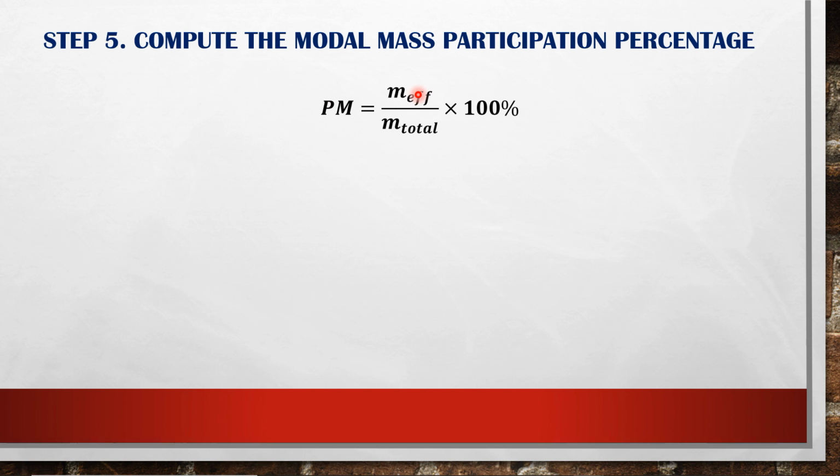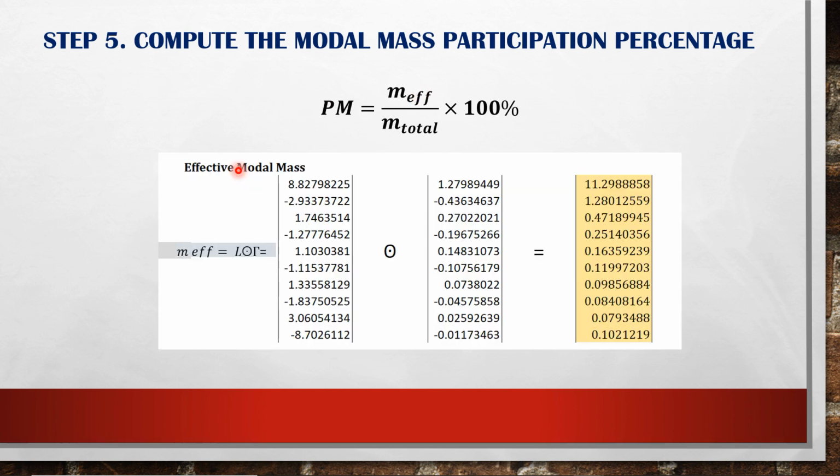So, given effective modal mass. Ito yung solve natin, yung effective modal mass, no? Hindi ito given. Solve natin ito gamit itong coefficient vector L times the gamma, yung modal participation factor natin. So kapag i-multiply natin ito, ito yung coefficient vector natin, 10 by 1 vector, tapos ito yung modal participation factor natin, 10 by 1 vector. So multiply natin yan gamit ang Hadamard product. Paano ito ang Hadamard product, no? I-multiply lang natin itong magka-level, no?